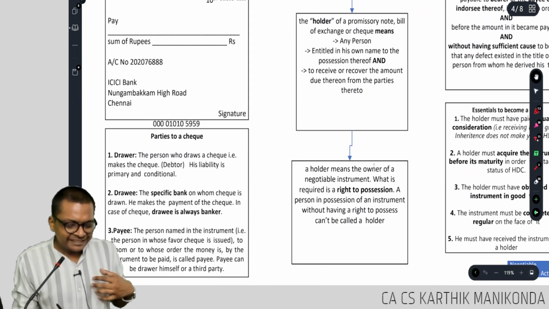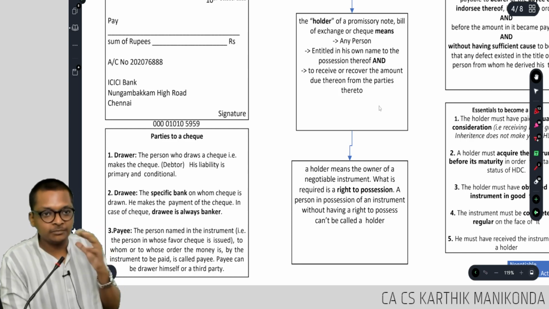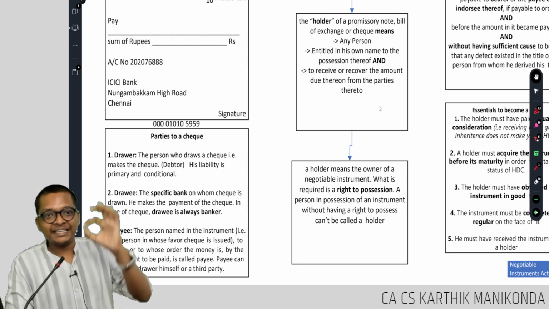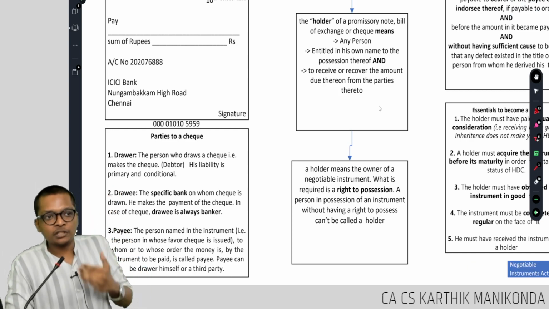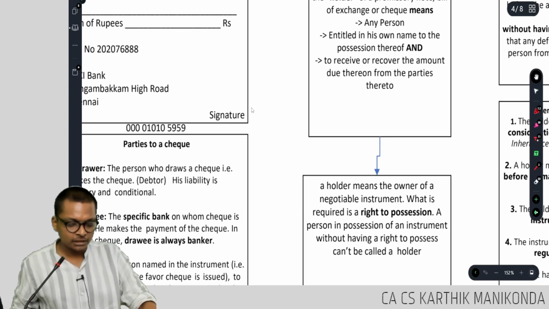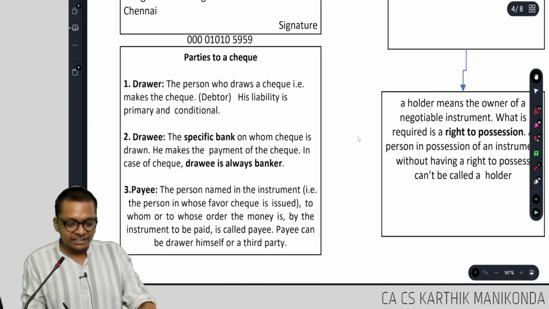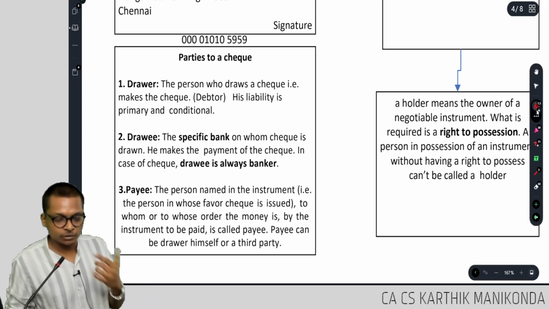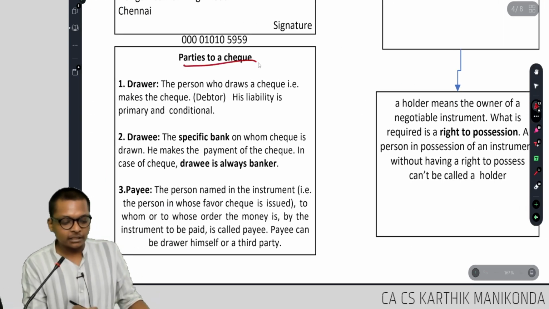Why am I insisting so much on these terms? You need to be very clear who is who. Then the rest of the chapter will flow like this. Okay, it's a very easy chapter, guys. I know it's a lot of new additions, but it's scoring for us. Okay, parties to a check.